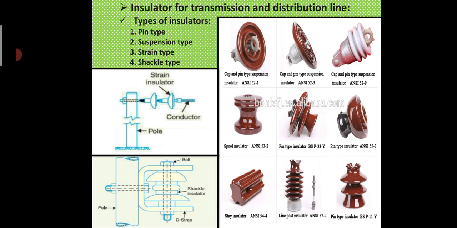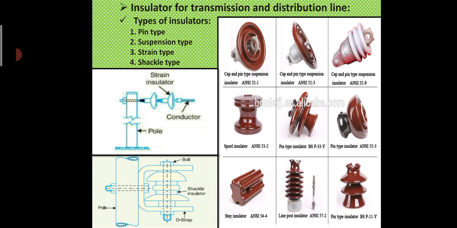Now next is strain type insulator. When there is a straight run of the line, the string in the intermediate poles remains in the vertical plane as the tensions in the conductors in the opposite directions are equal and there is a tension due to the weight of the conductor only. But when the line takes a sharp turn, or in the beginning of the line or ending of the line, the tensions are not balanced, so more tension is developed in the string. So a string is required which can withstand such high tensile force. For this, specially designed strain type insulators are used.